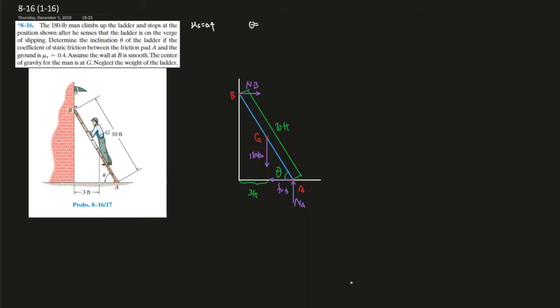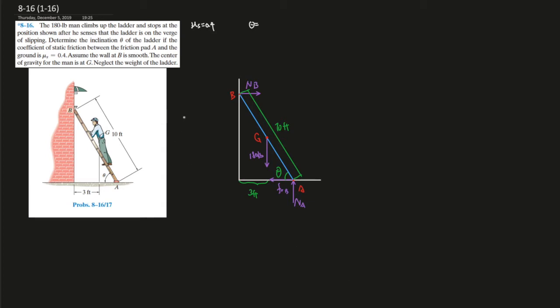Problem 16 says the 180-pound man climbs up the ladder and stops at the position shown after he senses that the ladder is on the verge of slipping. Determine the inclination theta of the ladder, if the coefficient of static friction between the friction pad A and the ground is 0.4. Assume the wall at B is smooth. The center of gravity of the man is G. Neglect the weight of the ladder.